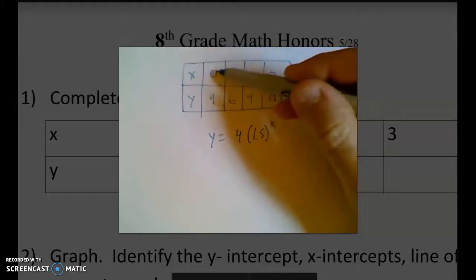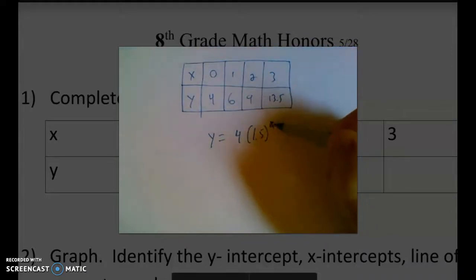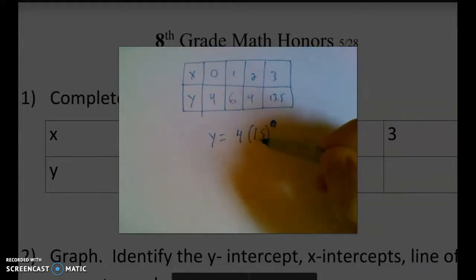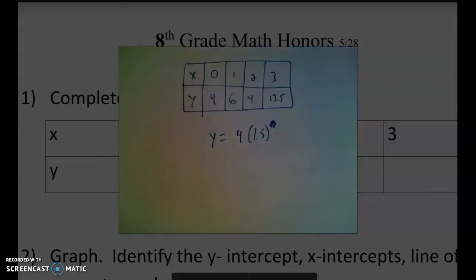Going back to when x was 0, if I made this 0 here, a number to the power of 0, except 0 to the power of 0, is always going to be 1. So 4 times 1 is 4. So that's why that worked.